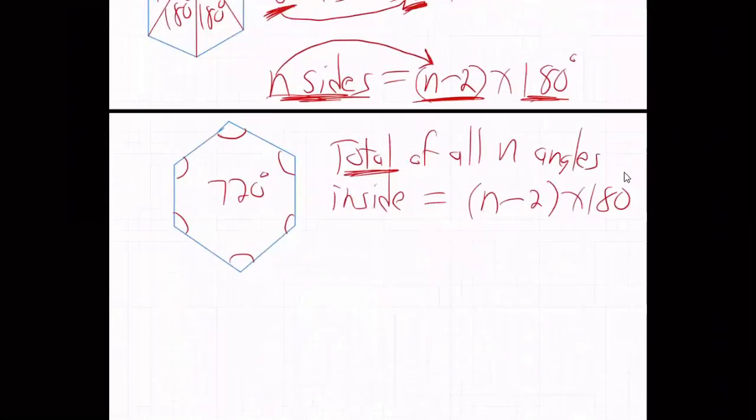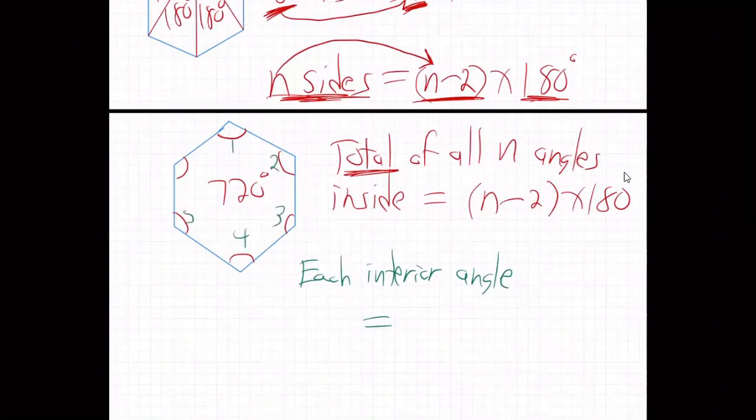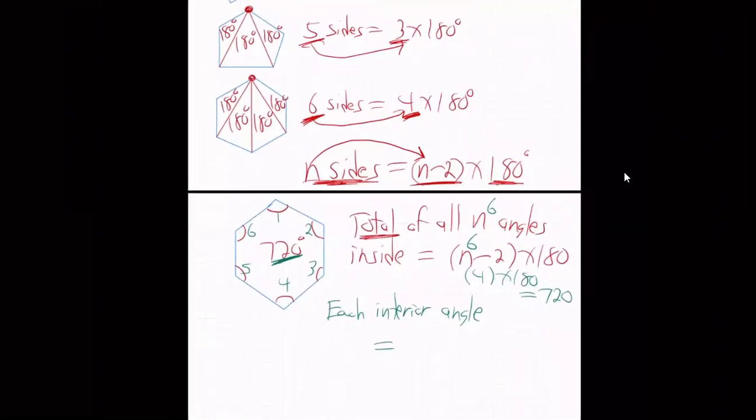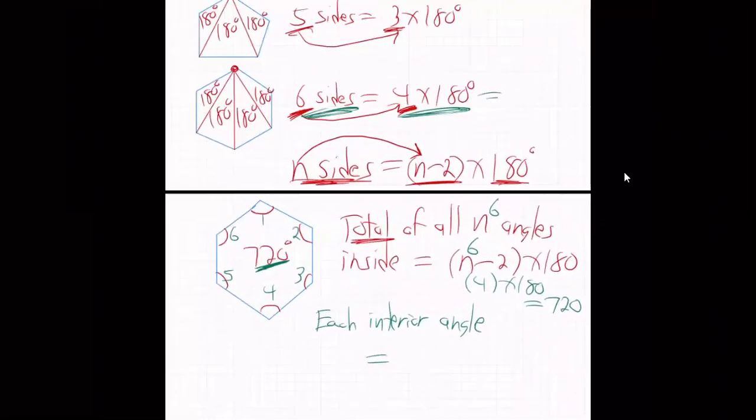So how much is each angle? Could we figure that out? Each interior angle equals, what do you guys think? If I plug in 6 here for 6 angles, then you get 6 minus 2, 4 times 180, which comes out 720. That's how I got the 720. I used that formula that we said, you can see it right here. For 6 sides, it's just 4 times 180, which is 720.